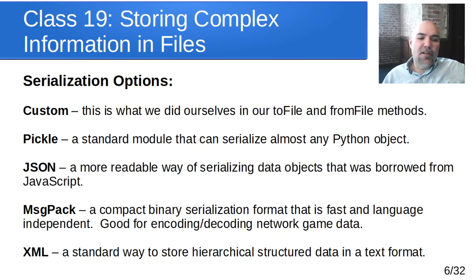There are a couple of other ones that I'm going to mention here that we're not going to talk about today. Message Pack, which is cross-platform, cross-language, but that is really good for encoding and decoding network game data if you're going to make a network game, because it's more compact than either Pickle or JSON. And it's also language independent, meaning that Pickle is Python specific, JSON is somewhat language independent, but it's more lengthy in its encodings. But a lot of times in a game, it's important to have a very compact format for the data if it's going across a network to make things go faster. Reduce the amount of data that you're sending across the network, and Message Pack is good for that.